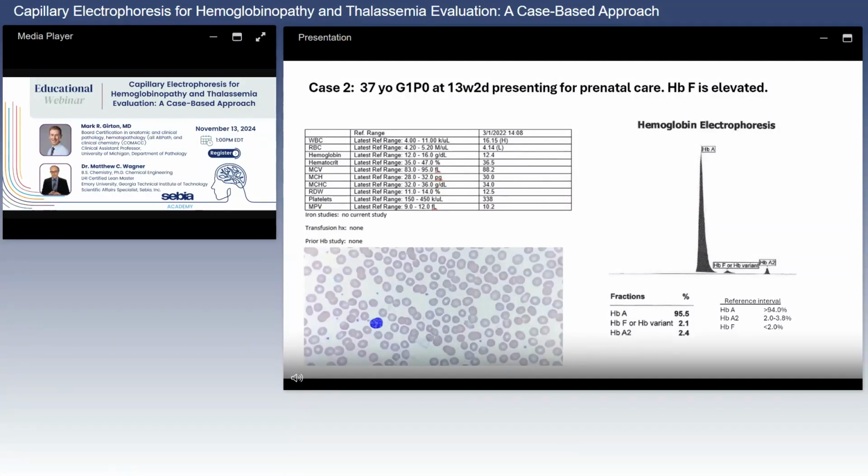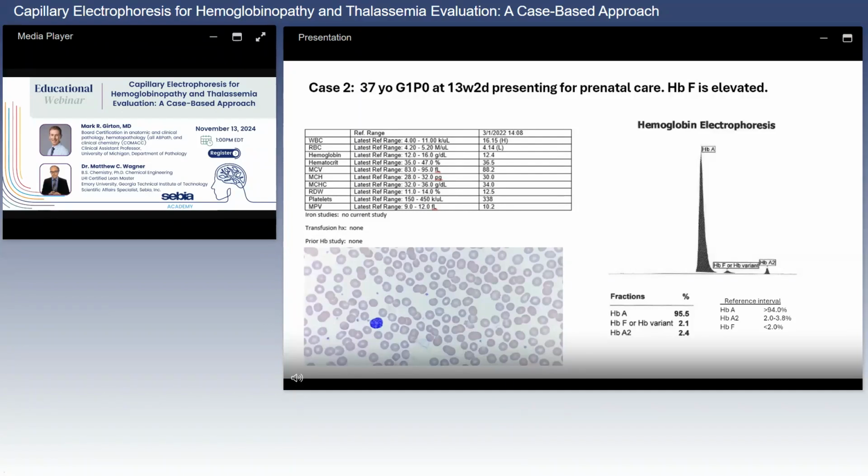On the right side, the electrophoregram shows a third peak in the middle of hemoglobin A and A2 that's marked as hemoglobin F or variant, quantified as 2.1% of total hemoglobin complement in this case. It is slightly above the threshold for expected hemoglobin F, which is less than 2%, over here on the right.